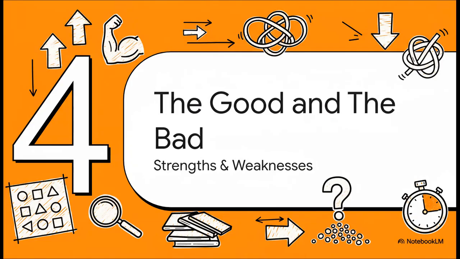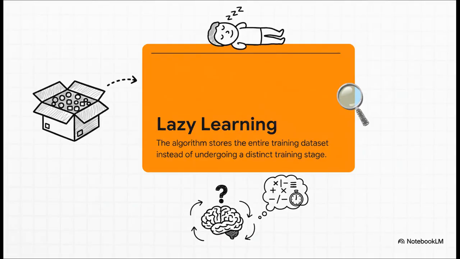Now, no algorithm is perfect, right? And KNN is no exception. It has some really clear strengths, but also some major weaknesses. And it's super important to understand both sides of the coin. So, if you want to understand KNN's pros and cons, you have to understand this one key idea. It's a lazy learner. And that's not an insult, I promise.